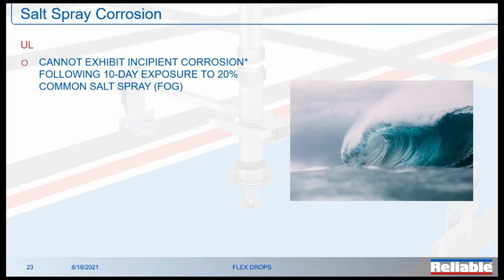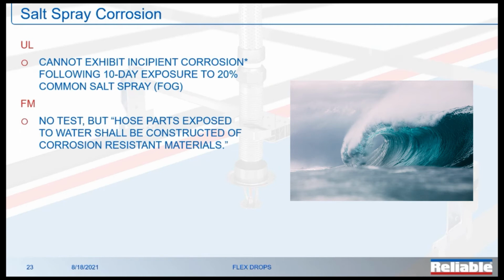Salt spray corrosion. This is kind of an interesting one, right? Think about where you're using these. It's above a ceiling. Now, granted, it could be in a little bit more harsh environment. But again, UL is going to look at an actual test and it's going to be similar to a sprinkler test, right? A 10-day exposure to a 20% salt spray. And what they're looking for is what they call incipient corrosion. And we'll talk about that in just a second.